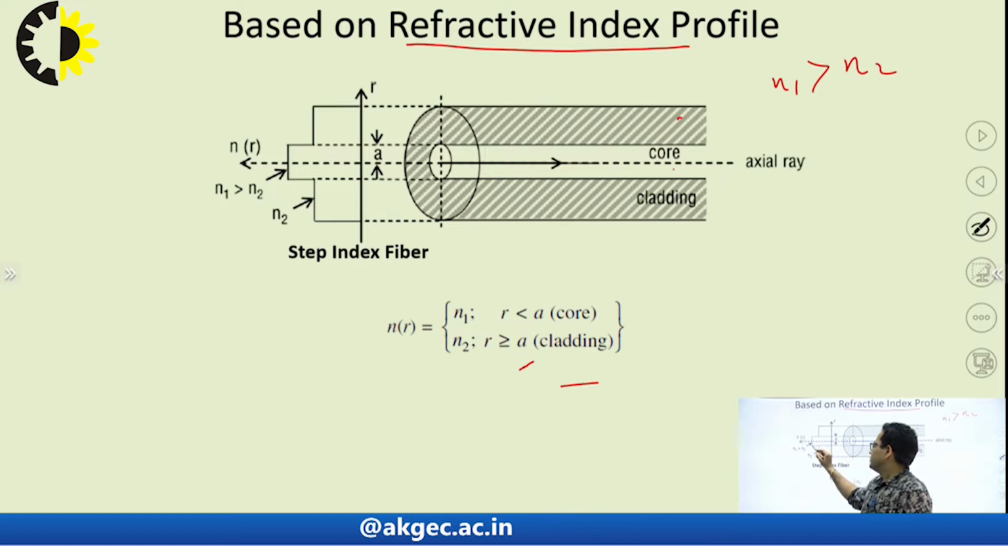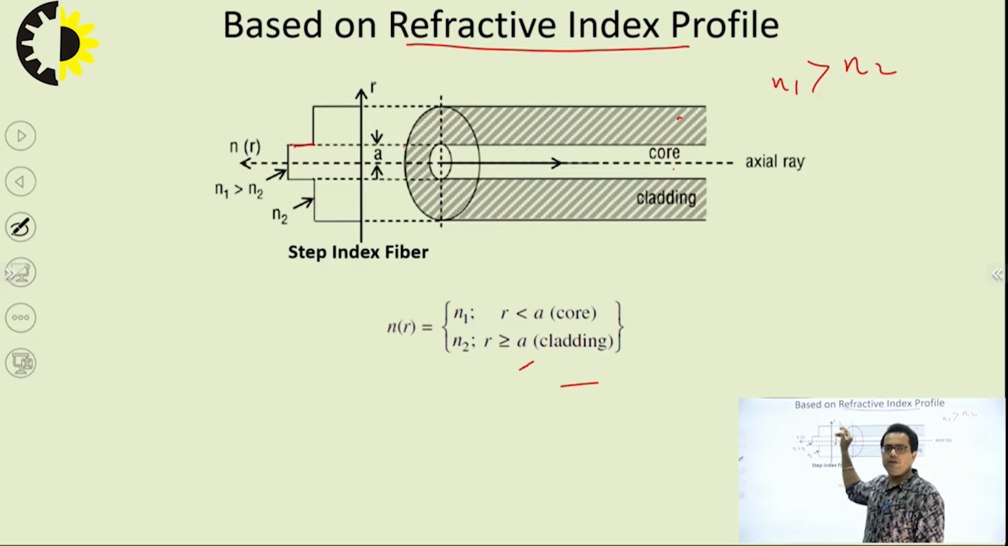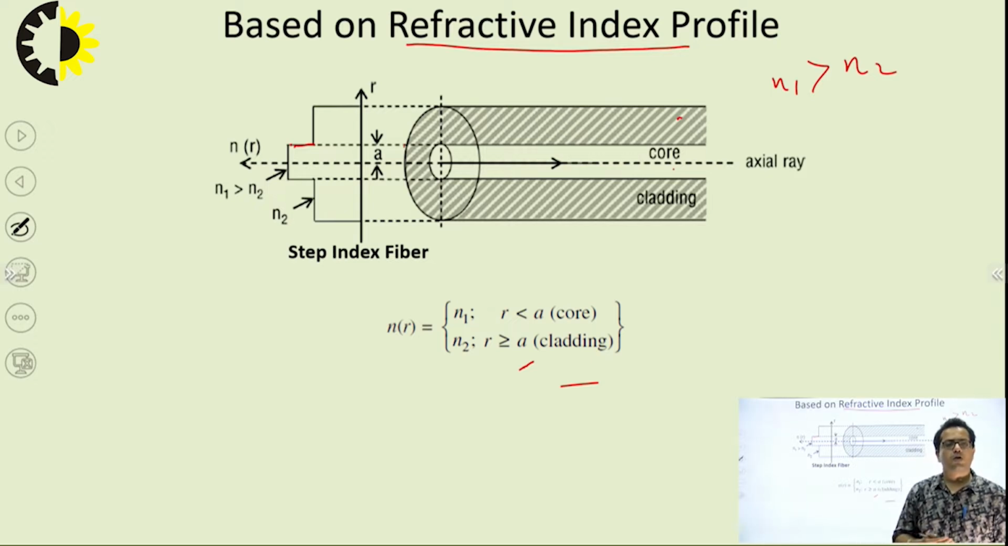So the thing is that along the central axis of the optical fiber, the refractive index will be constant up to some distance, and after that there will be a sudden decrease in the refractive index. That decrease is occurring at the core and clad interface. So at this point there will be a sudden decrease, and after that it will continue constant through the portion of the clad. So that is called step index optical fiber.